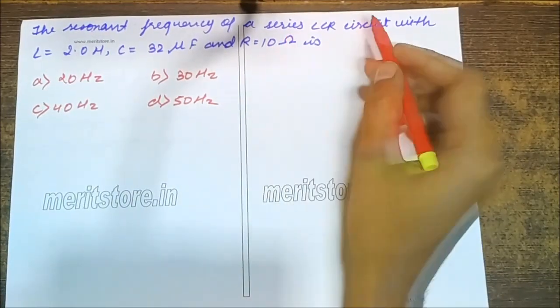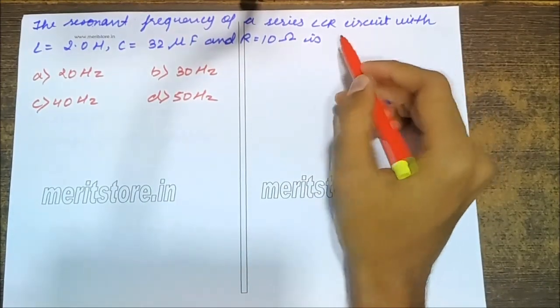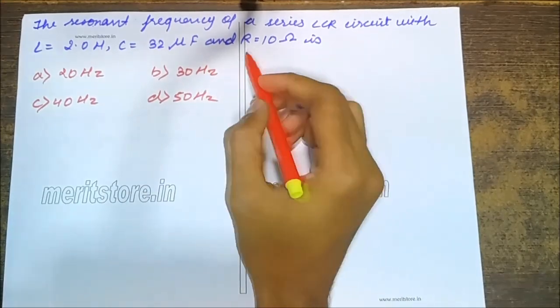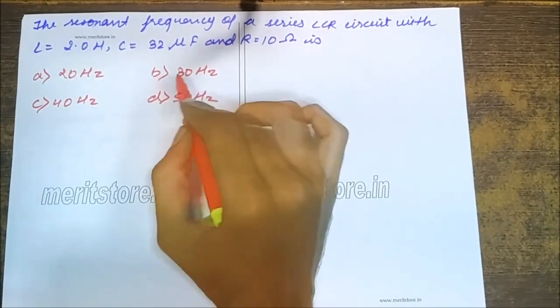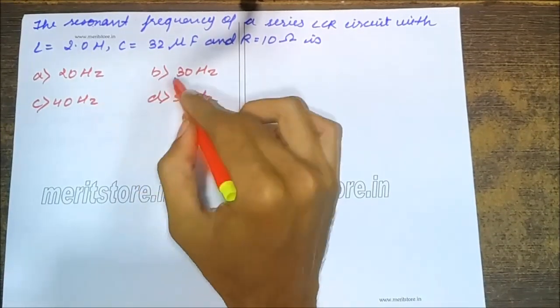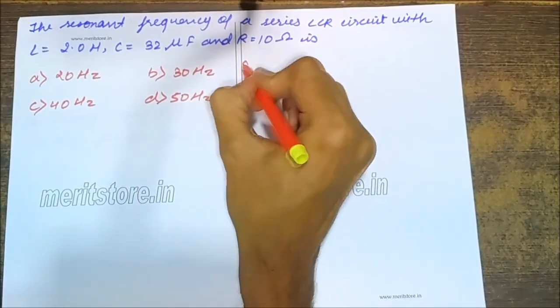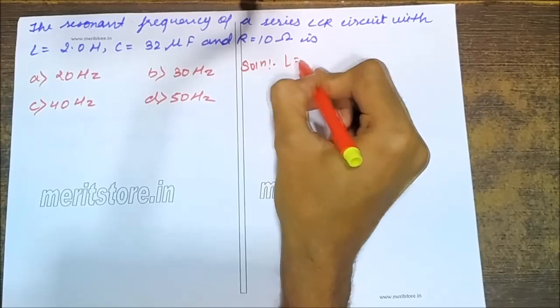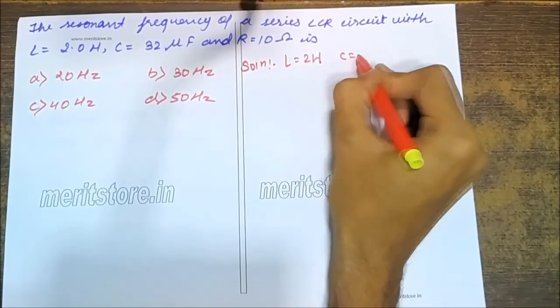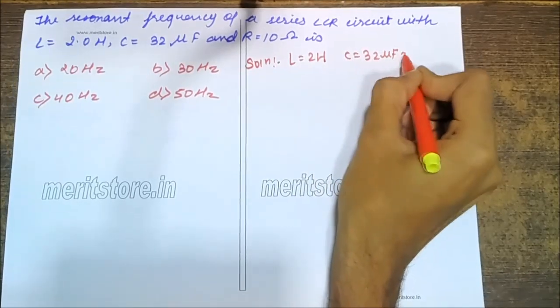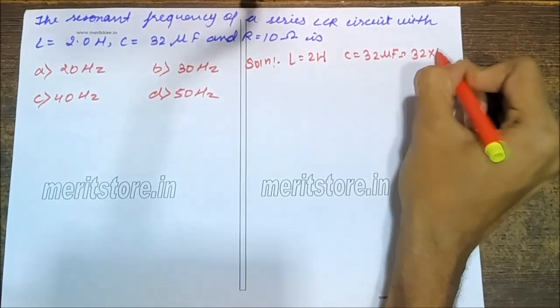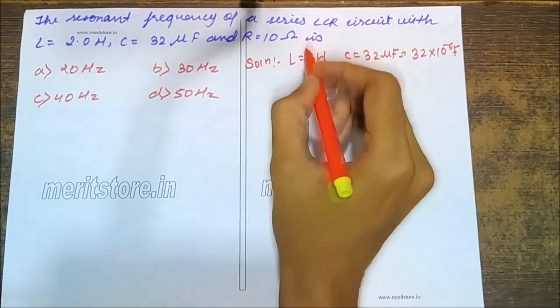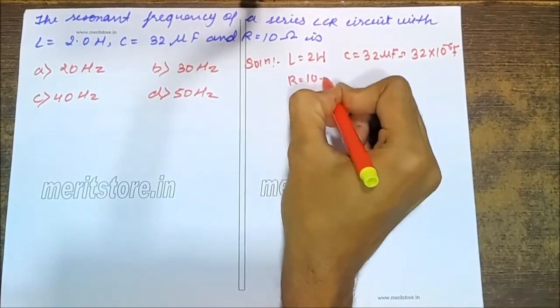Resonant frequency of a series LCR circuit with L equals 2.0 Henry, C equals 32 microfarad, and R equals 10 ohms is 20 hertz, 30 hertz, 40 hertz, or 50 hertz. So we need to find the resonant frequency for this circuit, where L equals 2 Henry, C equals 32 microfarad, that becomes 32 into 10 raised to minus 6 farads, and the resistance is given as 10 ohms.